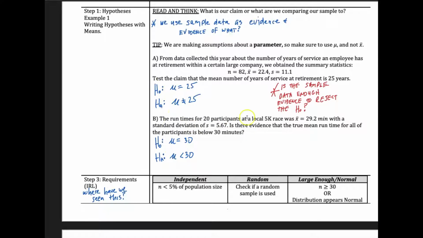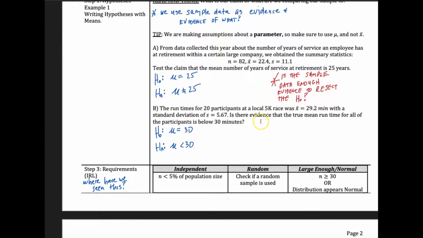This is the null and alternative for these situations. And so we collect this data. Let's say you do some sampling, here you can see it, and we're testing the claim that the mean number of years of service at retirement is 25 years. Here's the question: evidence of what? Is this data evidence to reject the null hypothesis? Do we have enough evidence to do so? That's what we'll do in a hypothesis test. But first we want to write the null and alternative. In this case, it is 25 years, or not equal to 25 years.